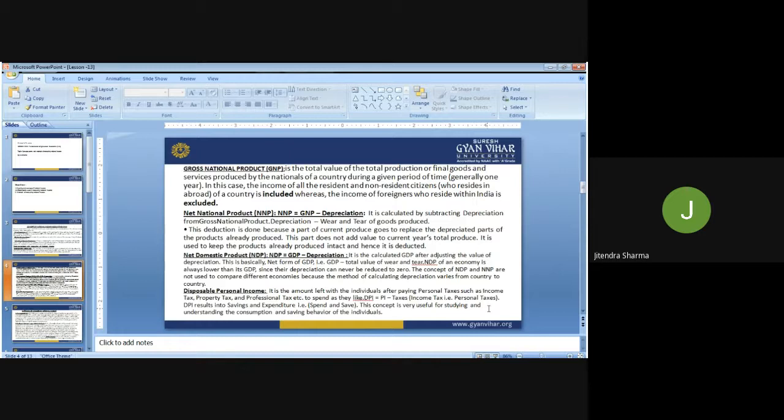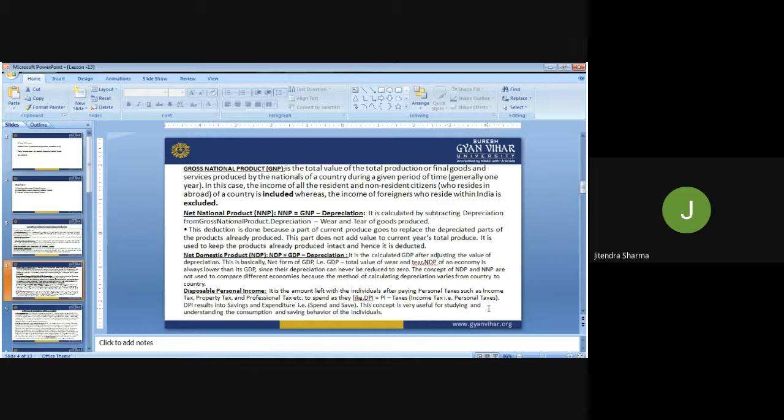used to compare different economies, because the method of calculating depreciation varies from country to country. That's why only the GDP and the gross national product, these are the two parameters on the basis of which we have comparison between countries, because otherwise the amount of depreciation varies from country to country. That's why we are using only the GDP and GNP. These are the two parameters for comparing the country's economy.